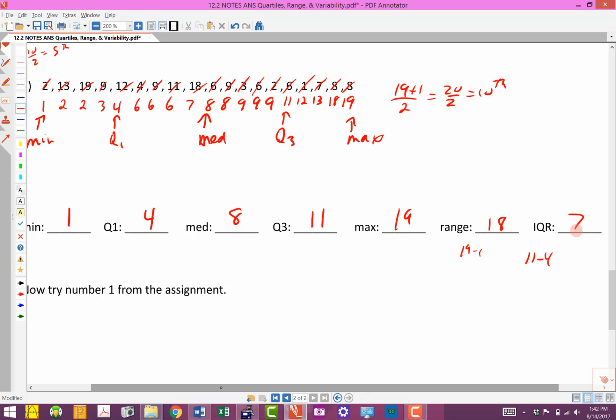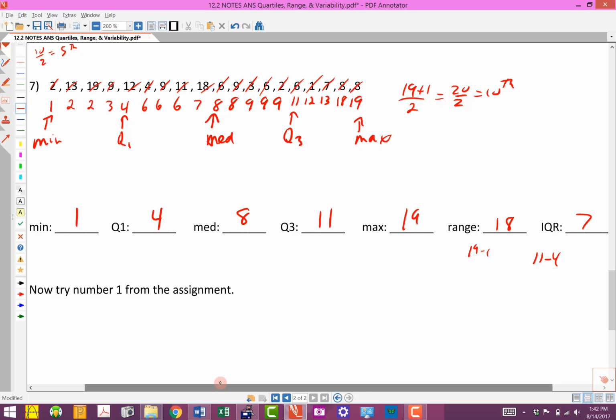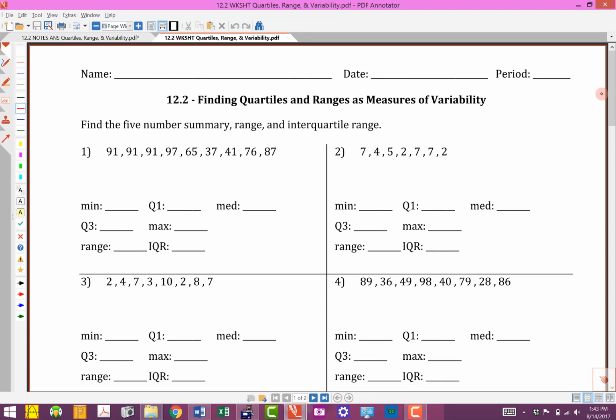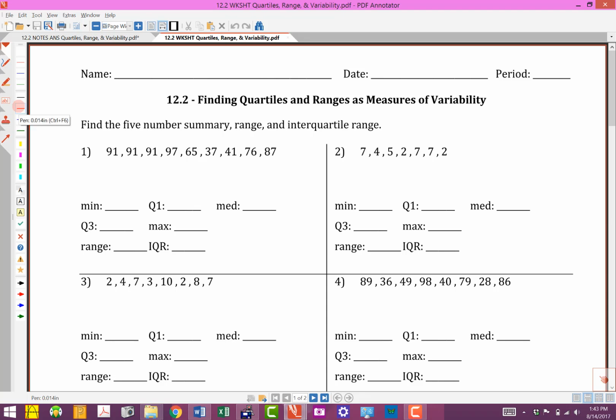All right. And then it says, let's try number 1 from the assignment. Now, if you feel like you're in pretty good shape and can go ahead and do this one, that's great. I'm going to go ahead and pull up number 1 from the assignment. Let's do number 1 because there's something kind of interesting that we haven't come across before on these problems. Okay, here's number 1. Let's run through those steps again.